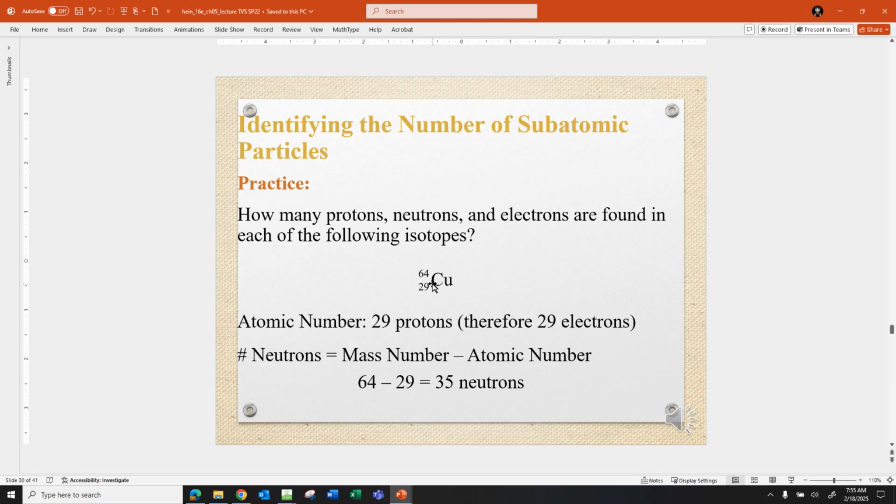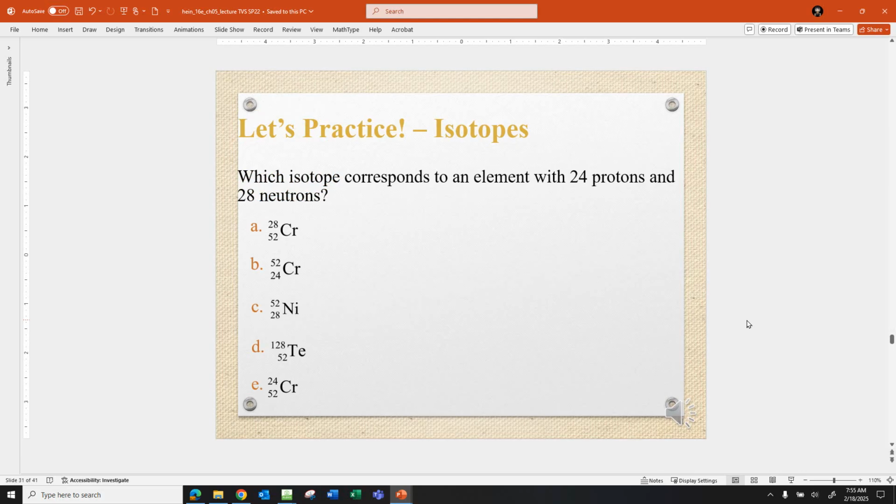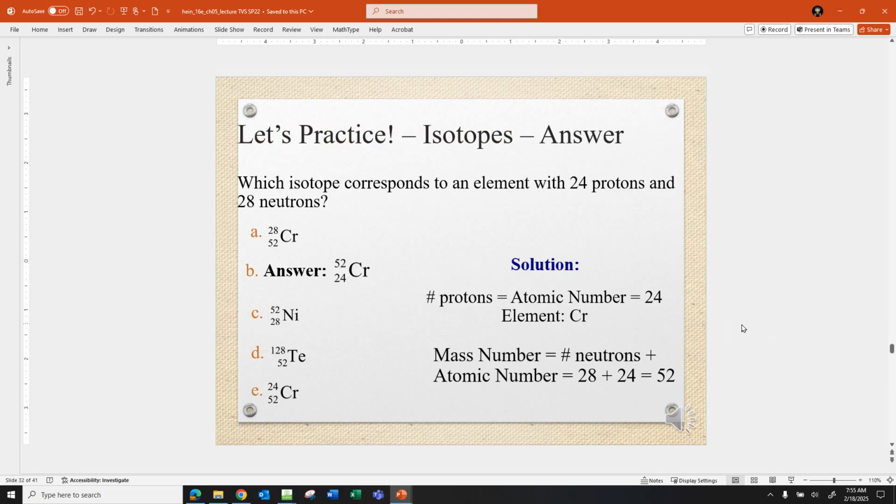Here's the example of copper, where you have a mass number of 64. The atomic number is 29, so there's 29 protons and 29 electrons because it's chemically neutral. All elements are chemically neutral. That is the assumption. To find neutrons, we take the mass number minus the atomic number, and we get 35 neutrons. So pause the video. Some of these were on your FOCC study guide sheet. Go ahead, pause the video, read the question, and try to answer. And here's the answer.